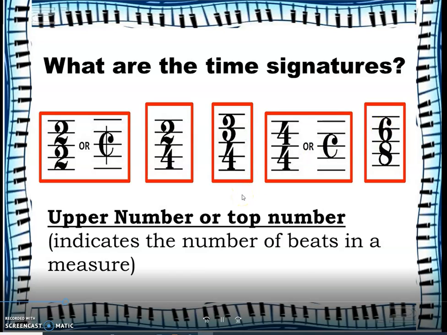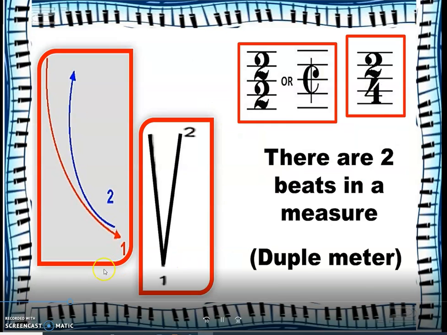So, what is this all about? This top number indicates the number of beats in a measure. So, how many beats? Let's see. In here, we have the 2-2 and 2-4 time signatures. What are the top numbers? They are the same. They have the same top number, which is 2.